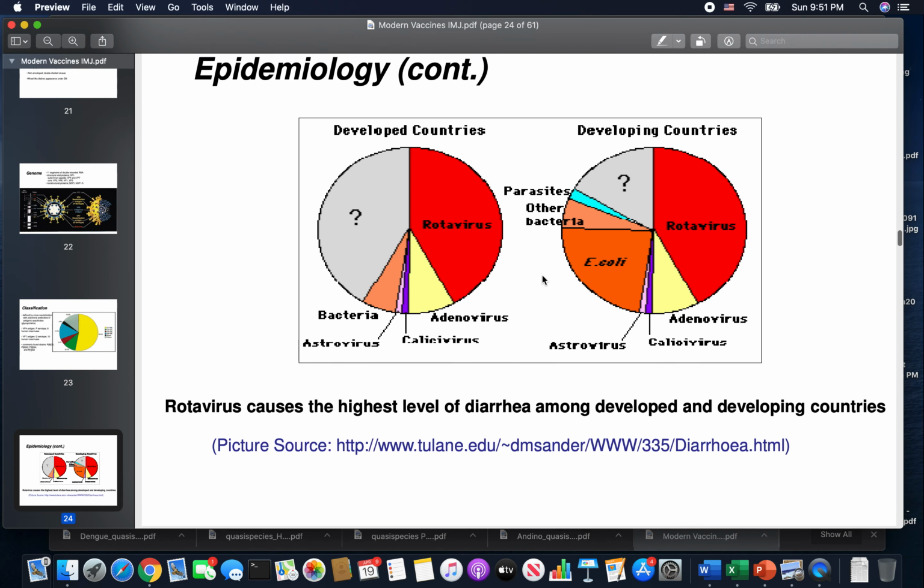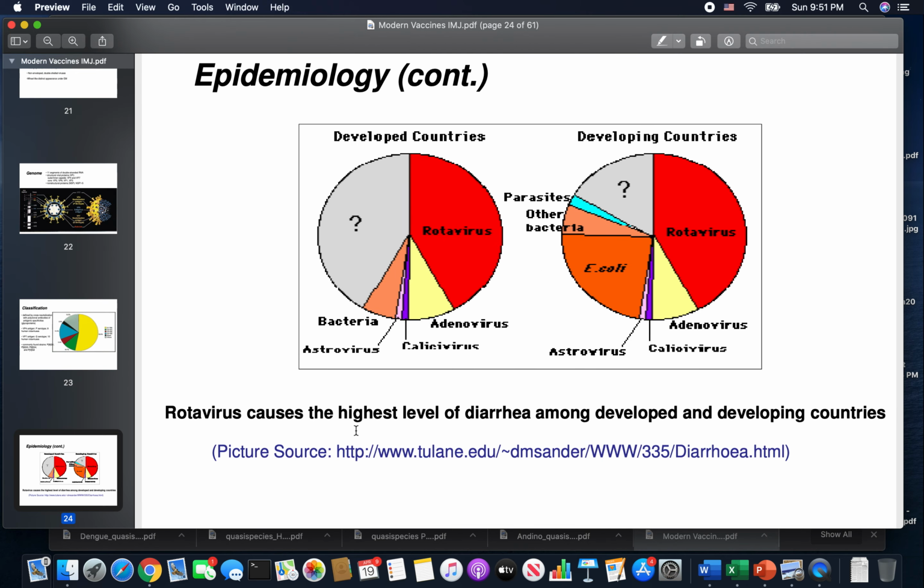Okay. Now, rotaviruses cause the highest level of diarrhea in both developed and developing countries. So rotaviruses are the biggest source of things that'll give you diarrhea. The difference is that in somewhere like America, for example, nearly half of the cases of diarrhea are going to be from rotavirus, but there'll be a lot of other causes that we don't fully understand, and then you'll have little bits of things like bacteria.